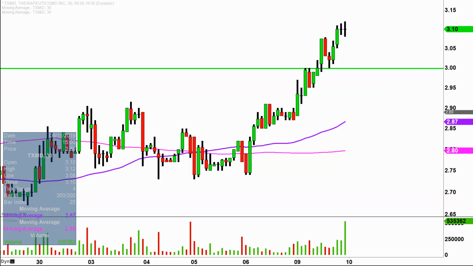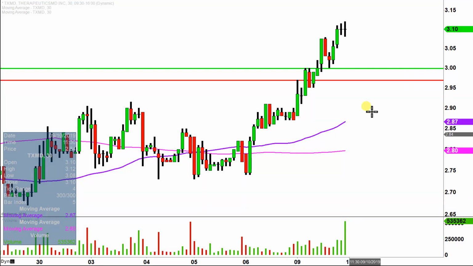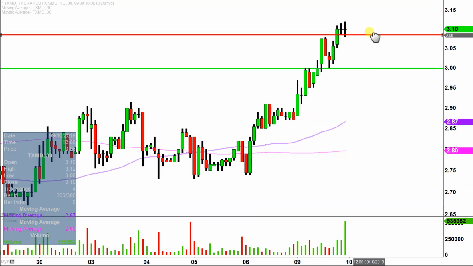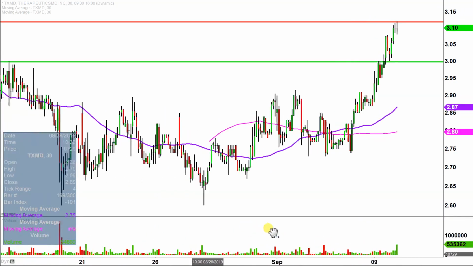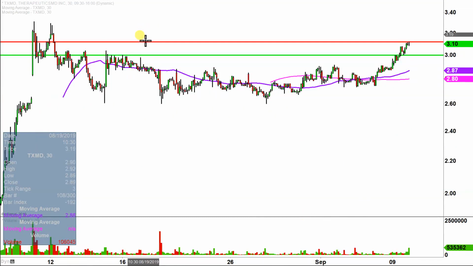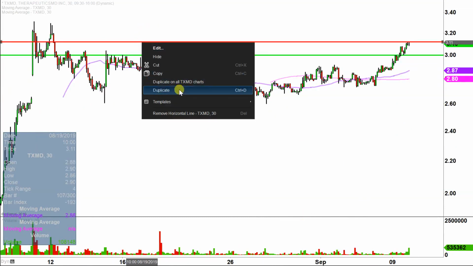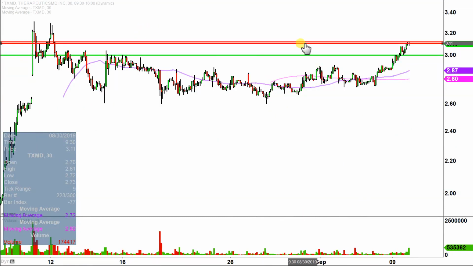What about levels of resistance? Initial level of resistance is just simply where the party stopped today, and that was right up there at $3.12. After 3.12, got to squeeze down the chart here a little bit. So harder to see, but that's a good problem to have. Just shows that the price has not been up this high for quite a while.